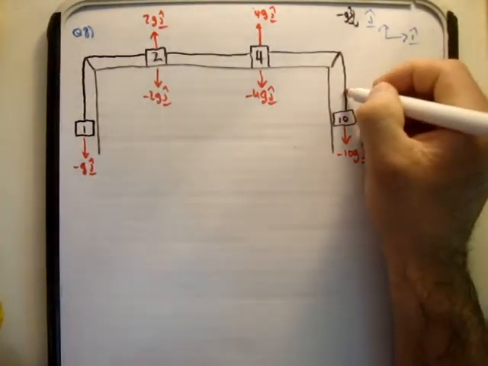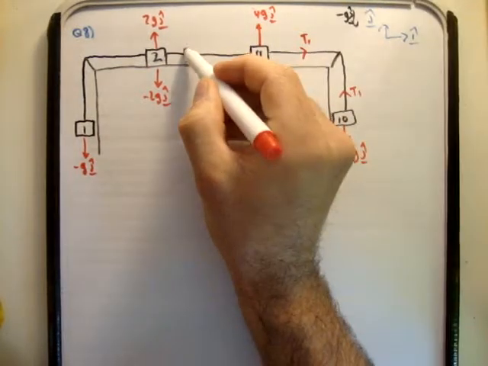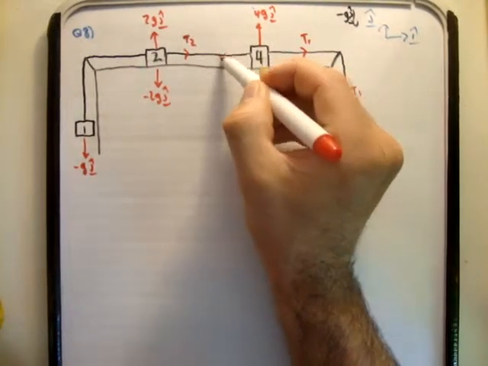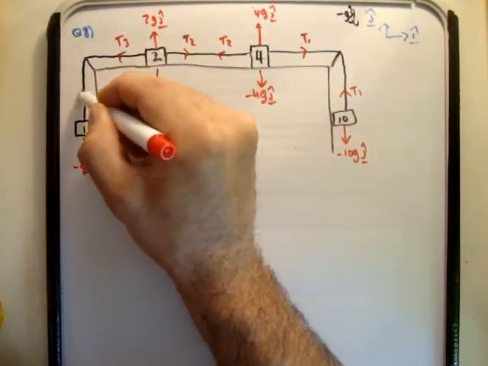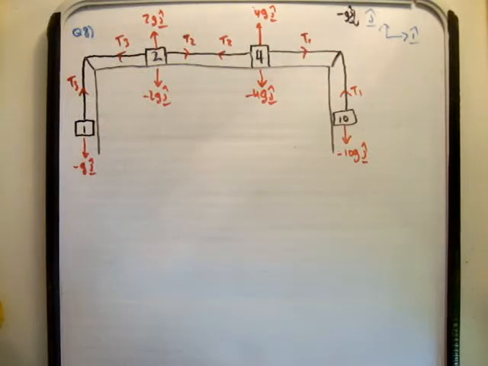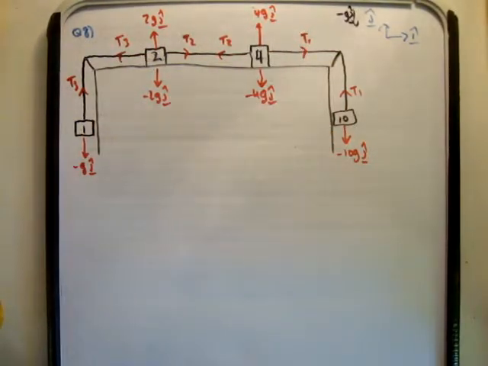So the tensional forces are here at T1, here at T1, here at T2, here at T2, here at T3, and here T3. Now it's important to note that these are not Newton's third law pairs or action-reaction pairs. They are in fact due to the fact that the rope is massless and inextensible. Now we're told initially the table is smooth. So that means that there are no frictional forces on the table.